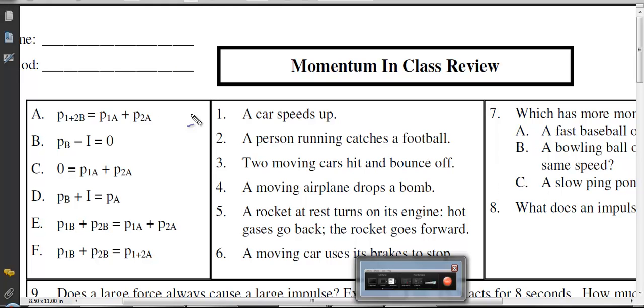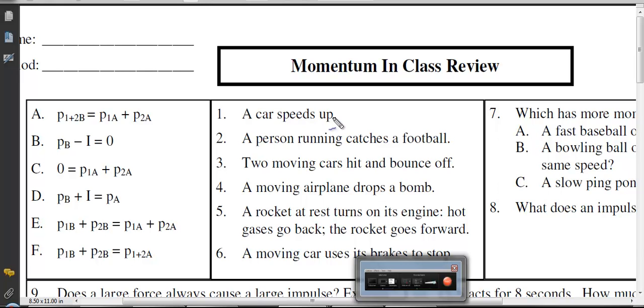Alright, so for these first ones, 1 through 6 over here, and I'm sorry about that little guy right there, it's just being a pain. Basically what it's asking us to do is to match up the conservation of momentum equation with the scenario over here. So let's just start reading these one at a time.